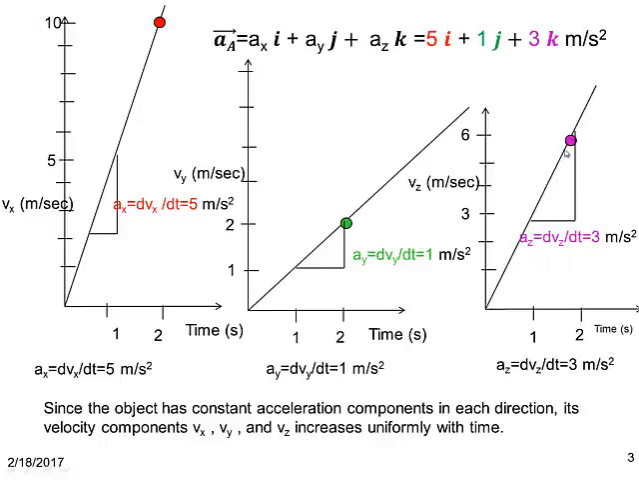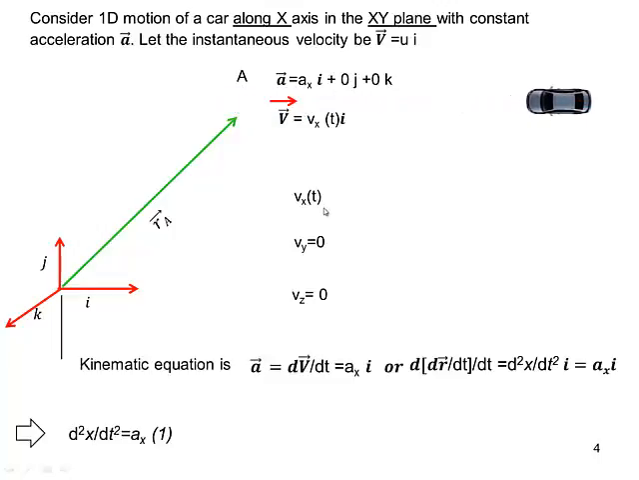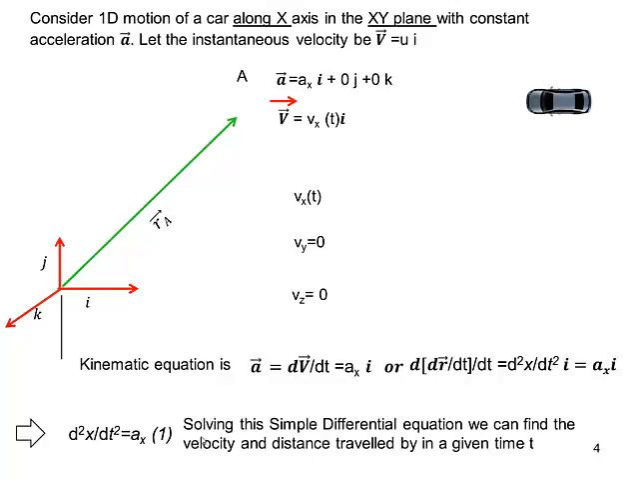Consider a car A moving with the constant acceleration in x direction in the xy plane. Since it is moving in x direction, we can say that the x component of position and velocity vectors are functions of time t. For this one-dimensional motion, we can derive a simple differential equation d squared x by dt squared equals ax as the kinematic equation that describes this motion. Solving this differential equation, we can find velocity and displacement in x direction as a function of time.